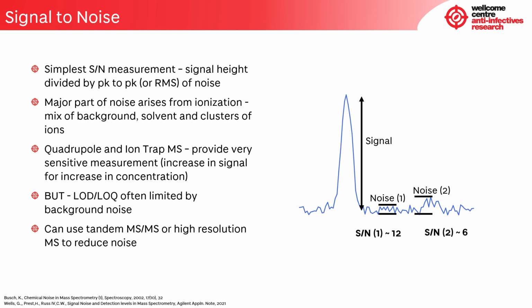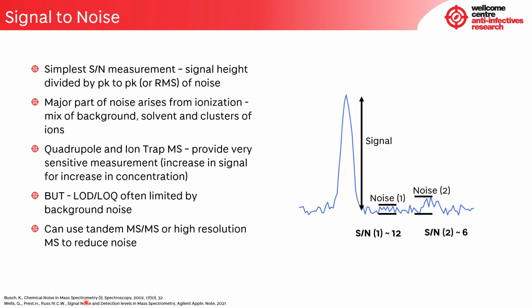Before we go on to look at triple quadrupole and high resolution mass specs, we'll look at the concept of signal to noise. This is important as many of the in vitro and in vivo assays used in DMPK require the detection of very low levels of analyte in complex matrices such as blood.